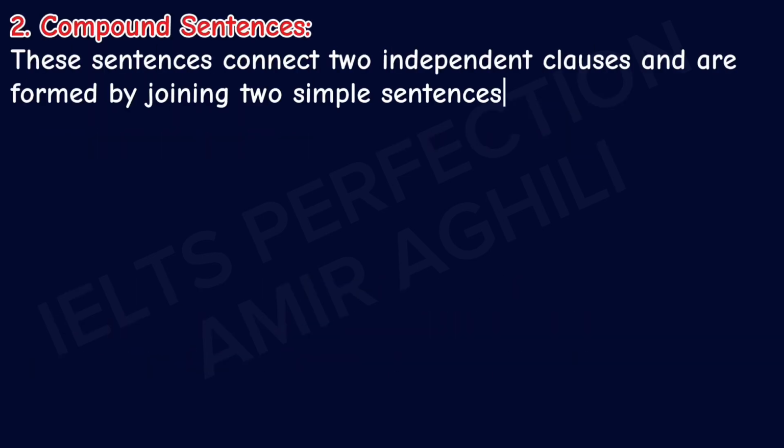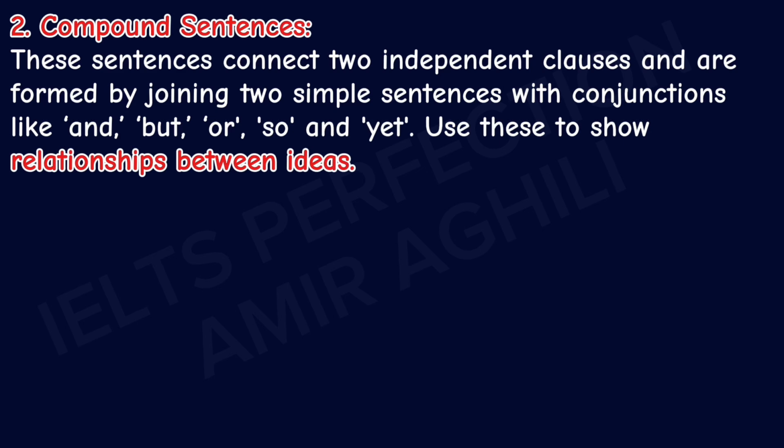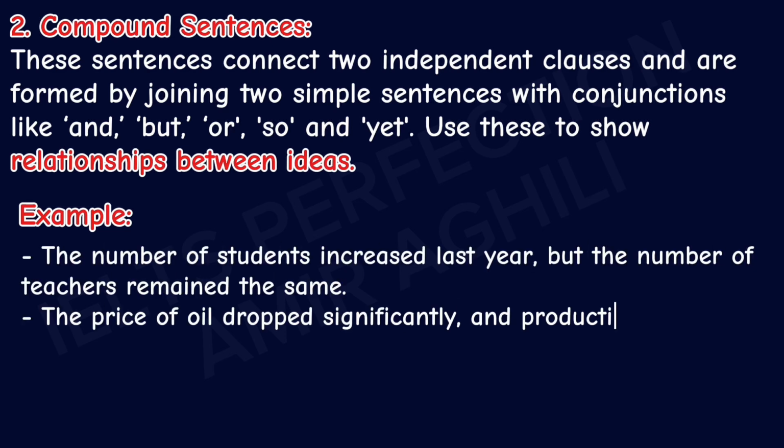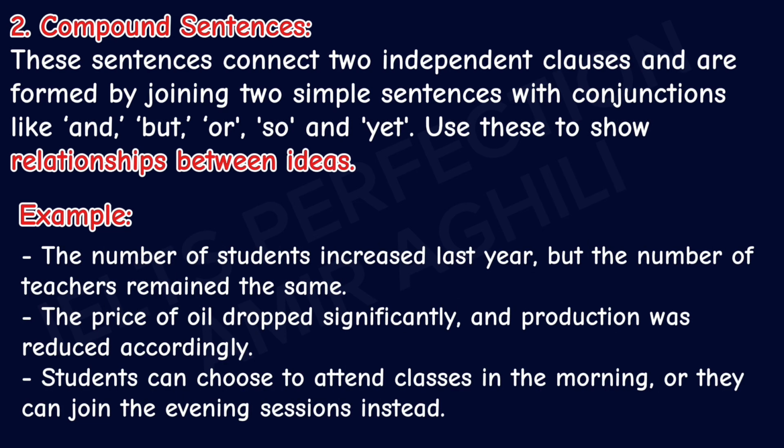The second type is the compound sentences. These sentences connect two independent clauses and are formed by joining two simple sentences with conjunctions like and, but, or, so, and yet. You can use this to show relationships between ideas. The number of students increased last year, but the number of teachers remained the same. The price of oil dropped significantly, and production was reduced accordingly. Students can choose to attend classes in the morning, or they can join the evening sessions instead.